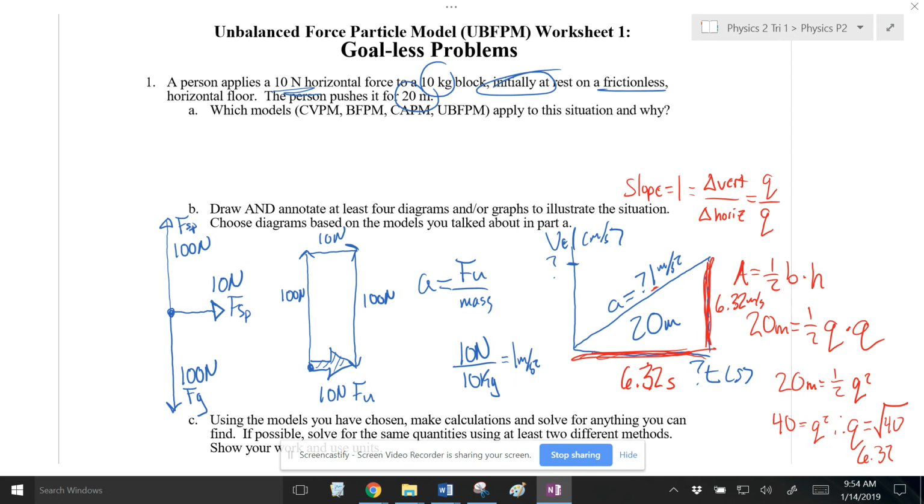But again, a lot of it comes from that velocity versus time graph. So while this question is kind of like open-ended in terms of what it's asking you to draw, and you could draw an acceleration graph and you could draw a position versus time graph, all the things that we need are going to relate to that velocity versus time graph. Okay?